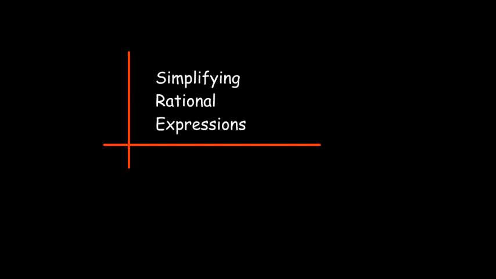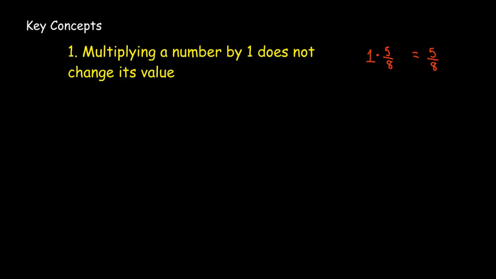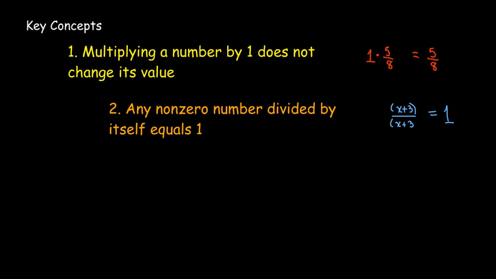In this video, we're going to discuss one of the most important topics in all of college algebra, which is how do you properly simplify rational expressions. Some of the key concepts we need to know are that if you multiply a number by 1, it doesn't change its value. If I take 1 times 5/8, I get 5/8. Any non-zero number divided by itself equals 1. We call it a form of 1.